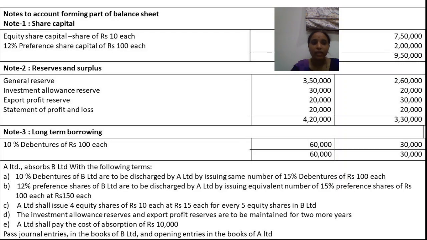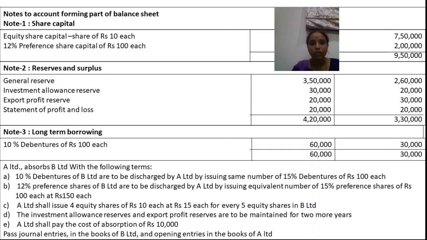The next is: A Limited shall issue 4 equity shares of 10 each at 15 rupees each for every 5 shares in B Limited. So A company is going to provide 4 shares for 5 shares held in B Limited, and the amount is 15 rupees each. The next point is that the investment allowance reserve and export profit reserve are to be maintained for 2 more years. Then A Limited shall pay the cost of absorption of rupees 10,000. That is, the transferee company is going to pay the cost of absorption, 10,000 rupees.